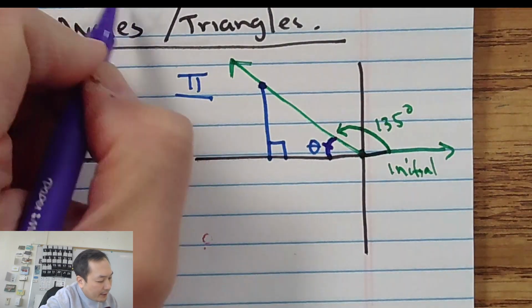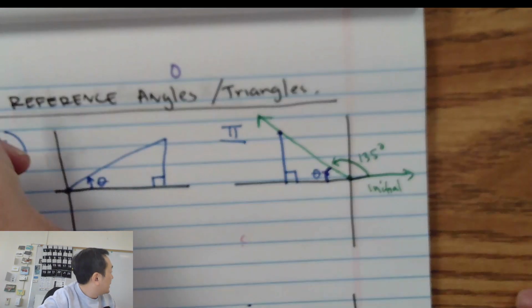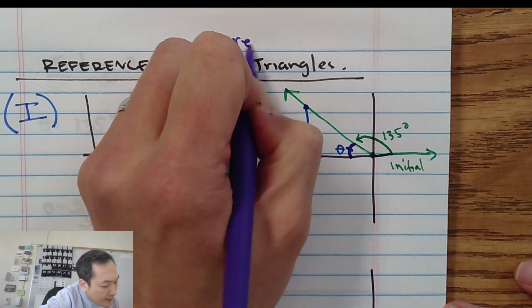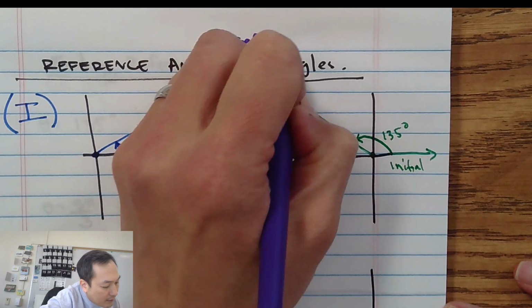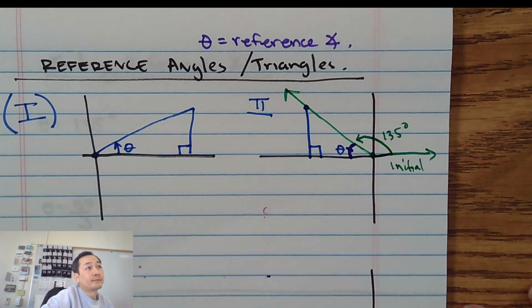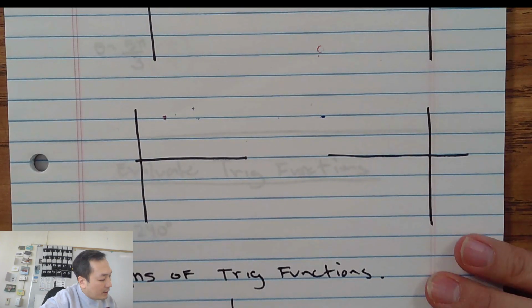I want to put up there: theta equals my reference angle. That make sense? Okay.